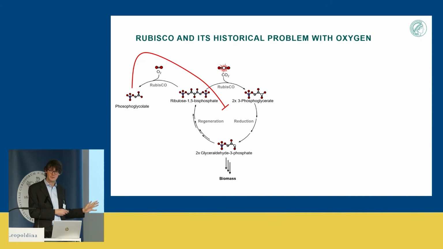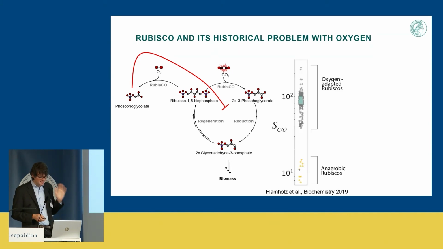Rubisco has this activity because it's much older than photosynthesis. And it first emerged in an atmosphere that had no oxygen at all, where it didn't need to distinguish between these gases. But in order for it to become part of photosynthesis, which of course produces oxygen, it had to learn how to get better at distinguishing between these two gases.